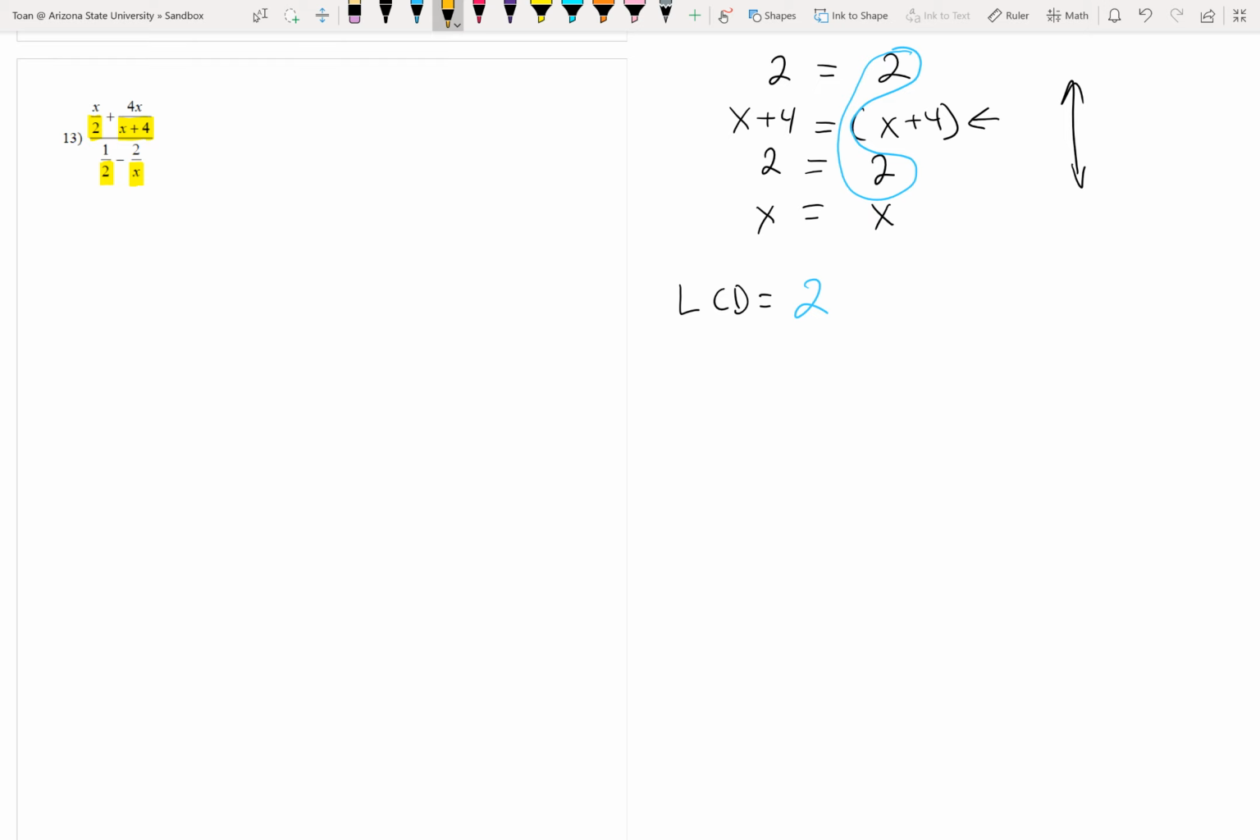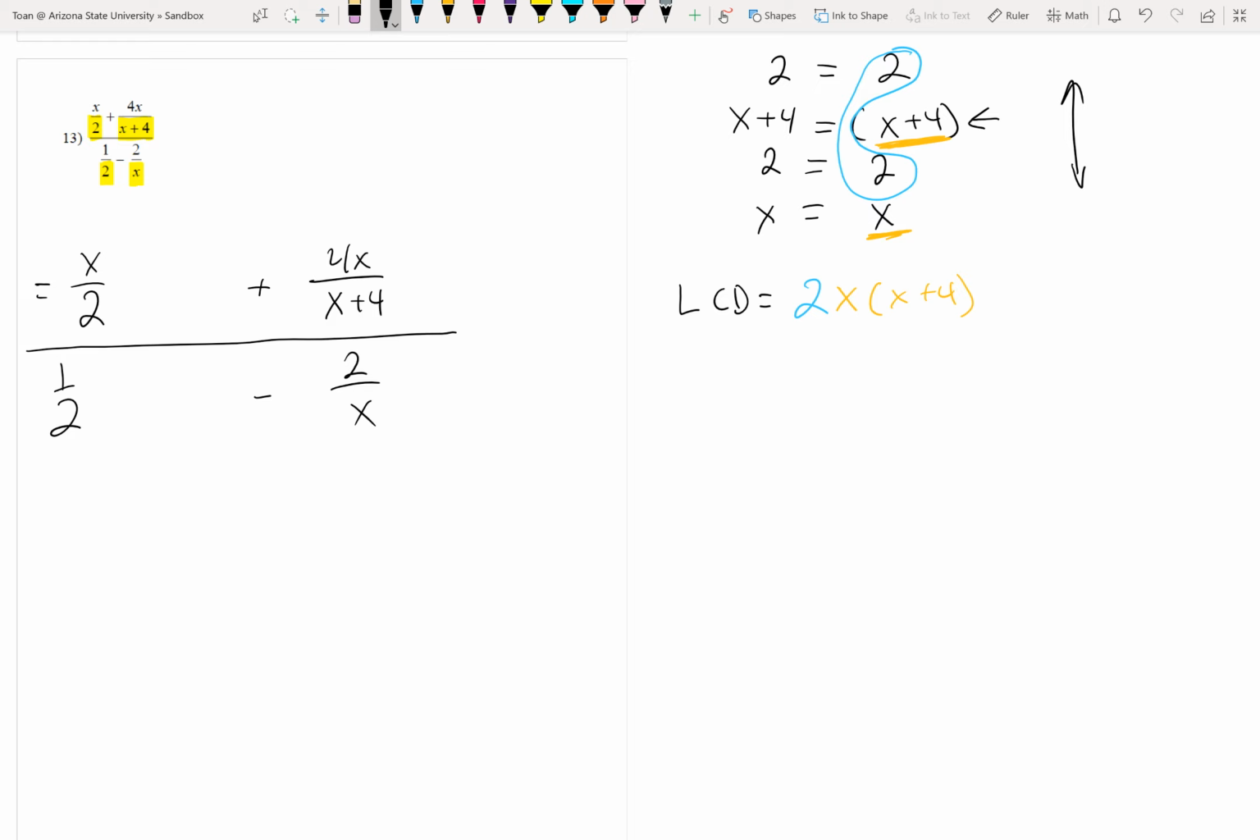So for my LCD, I need to put down the leftovers. This x is left over, I need to put it down. This x plus 4 is left over, I need to put it down. So that's the LCD of this problem. What you want to do then, once you find the LCD, is multiply every single term by the LCD. So I'm going to rewrite the problem, but give myself some space. x plus 2 space plus 4x over x plus 4, all over 1/2 space minus 2 over x. That way it gives me room so I can multiply the LCD.